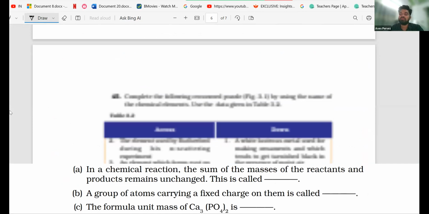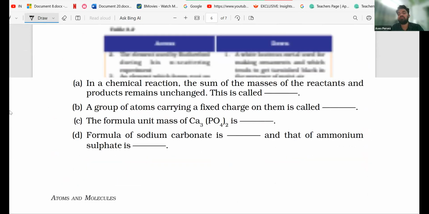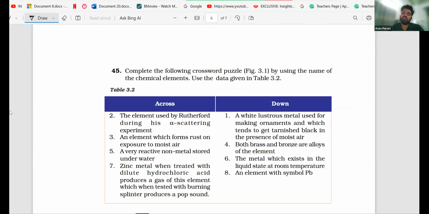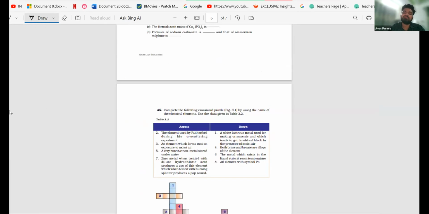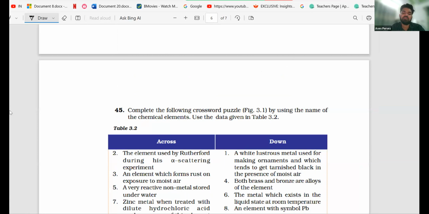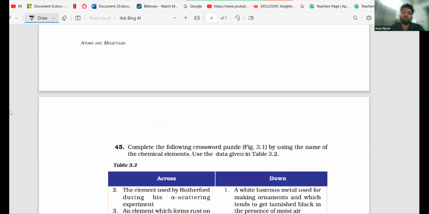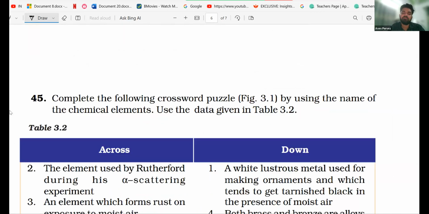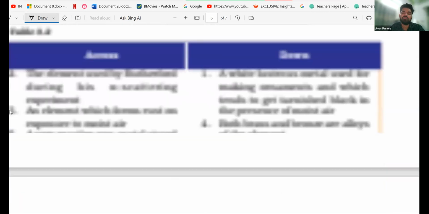So dear students, are you feeling some confidence? Do you think that you will be able to write the correct answers for the formulas if they are asked in the examination? Are you having some confidence? Tell me. Yes, sir.